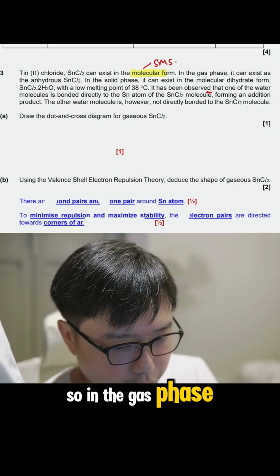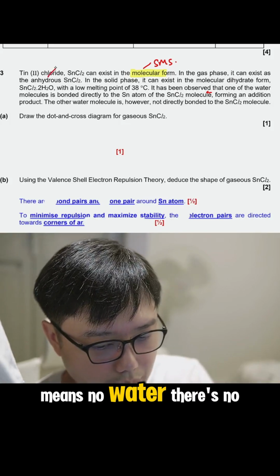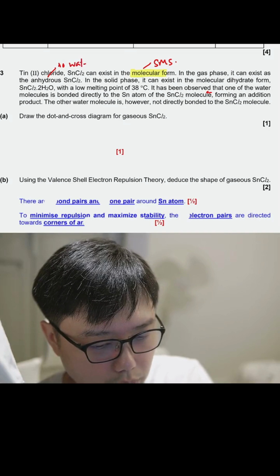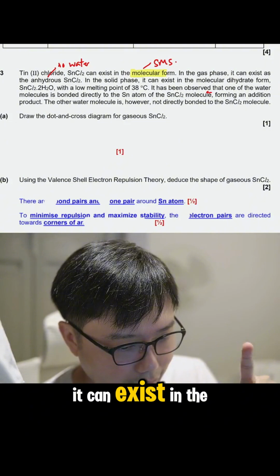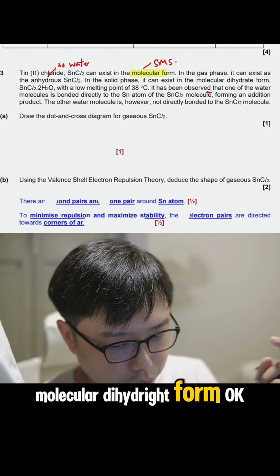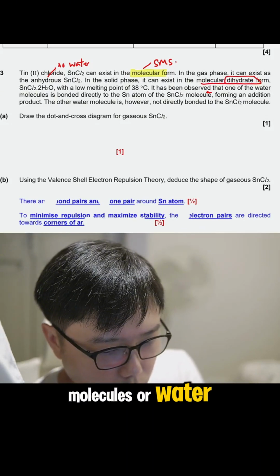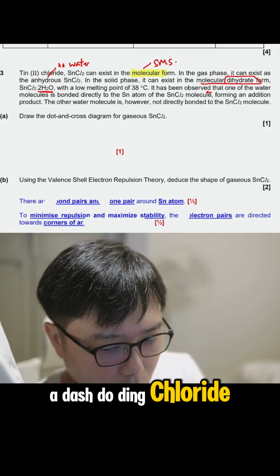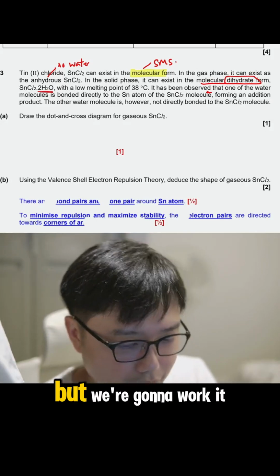In the gas phase, it exists as anhydrous SnCl2. Anhydrous means no water. In the solid phase, it can exist in the molecular dihydrate form. This means there are two molecules of water attached to tin(II) chloride. How does the water attach to it? We don't know yet, but we're going to work it out.